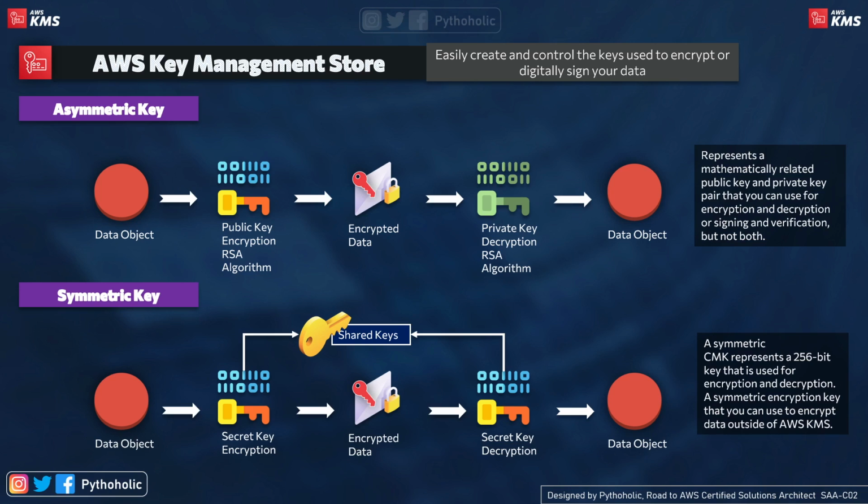Now moving on to the symmetric key, here we make use of the CMK to create the data key, which gives us the encrypted data key to create the plain text key, using which we encrypt the data, and then we make use of the same to decrypt it. So here we make use of the shared key and not a key pair. That is why it is called symmetric keys.